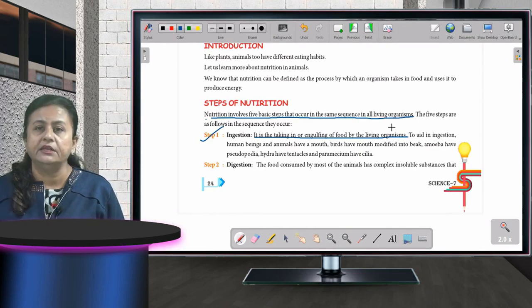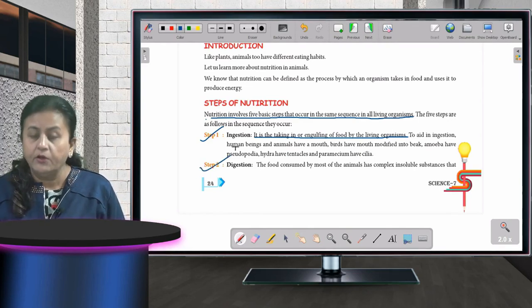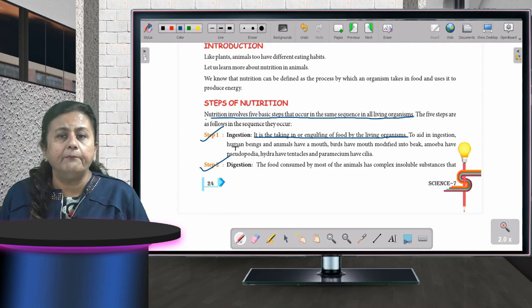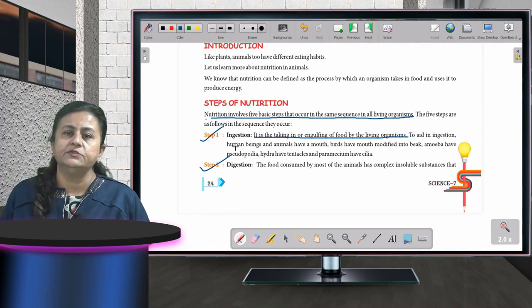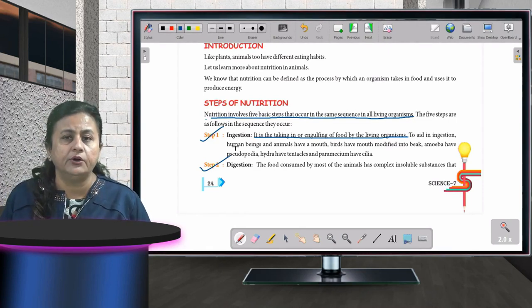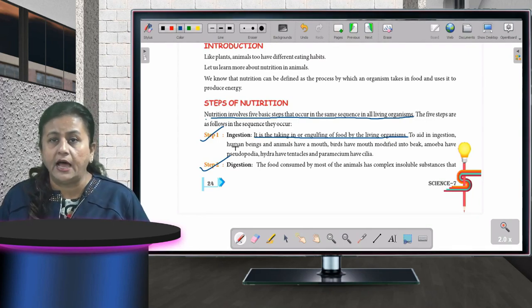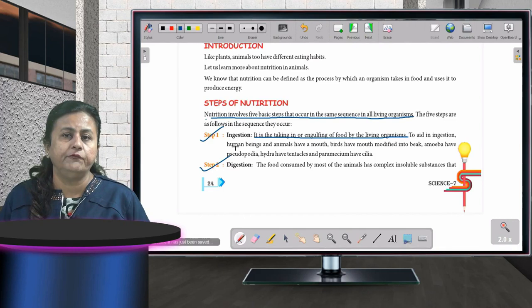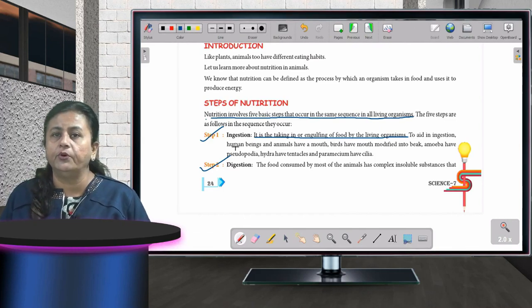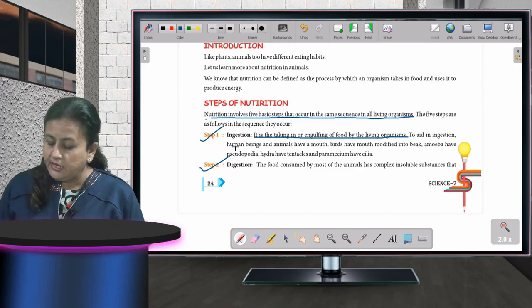The second one is digestion. What is happening in digestion? Our body cannot consume the food as we are taking it. It has to be broken down. The food which we are consuming is in a complex state. Our body cannot consume it the way we are eating, so it has to be broken down into simpler form so that our body can consume it.